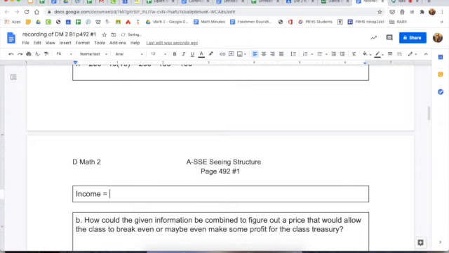The income, if we have 100 people come at $10 a ticket, well, that's going to be $1,000. Remember that before our income was only $750. So now, even though fewer people are willing to buy the tickets with a higher ticket price, we already have higher income.